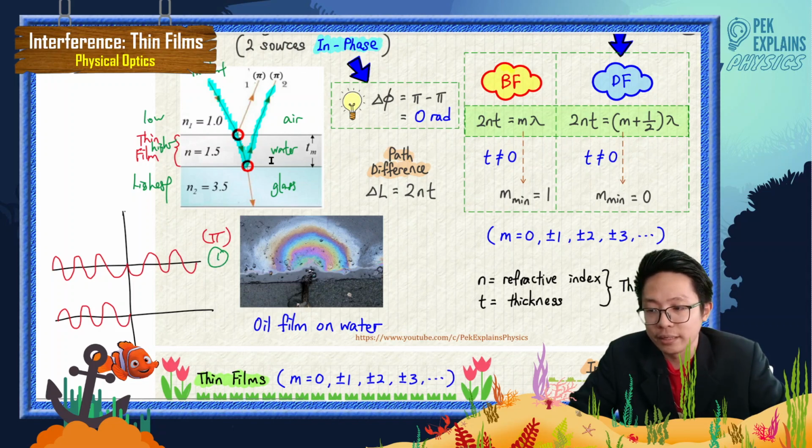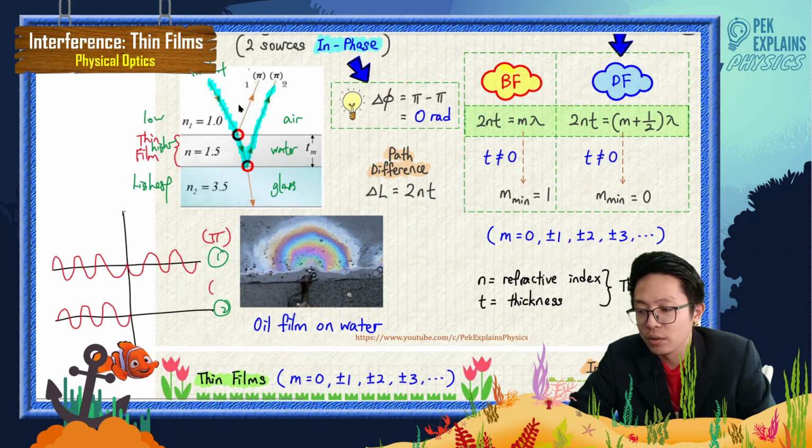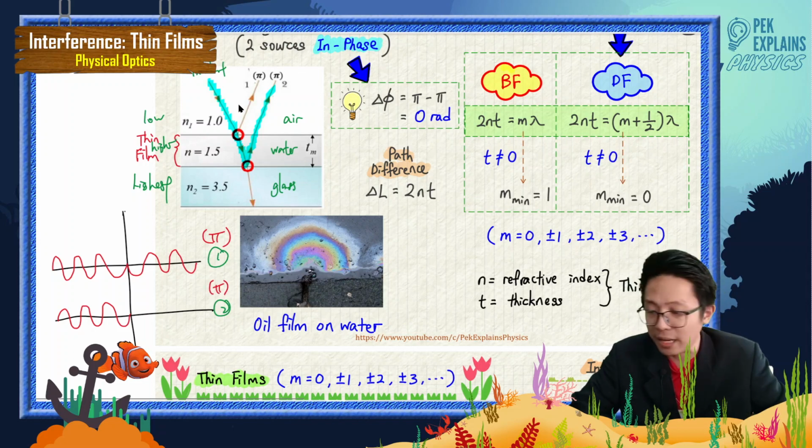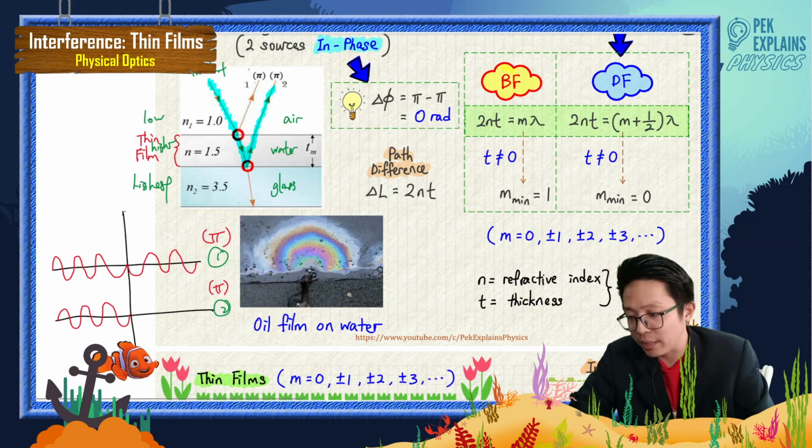For the second light, the blue one, let's look at it. How many times is there a phase change? Where does it occur? It occurs when it is reflected from water to glass. Here it gets one time phase change. So for the second light, also one time, isn't it? So this one is also one time phase change. That means it is also inverted below.